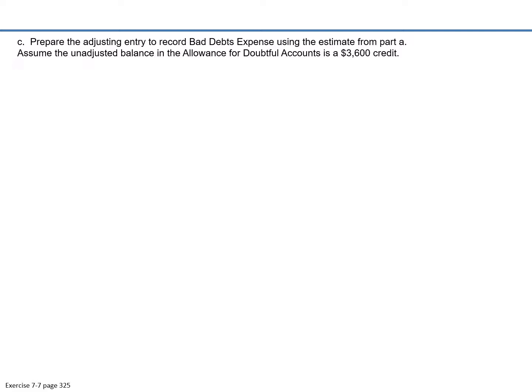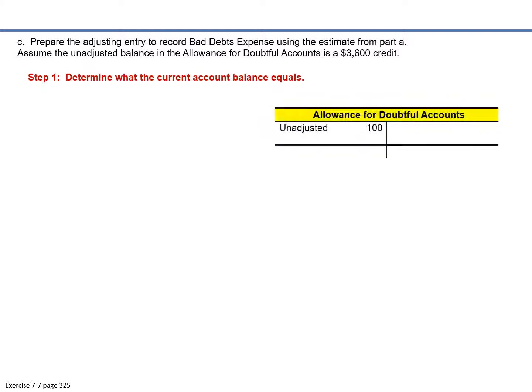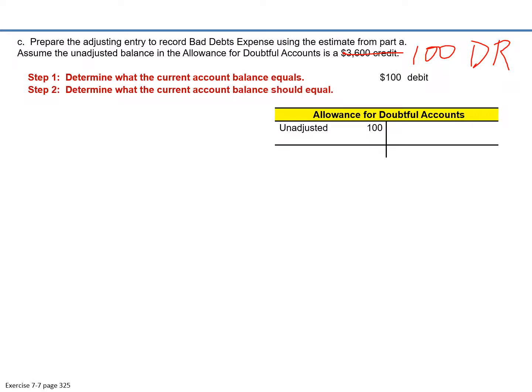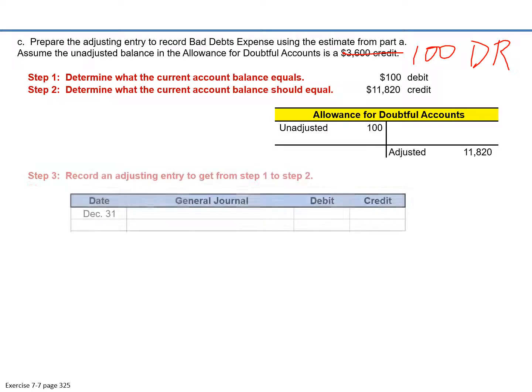Okay, so in part C, they want us to prepare the adjusting entry to record the bad debt expense using the estimate from part A, but assuming the unadjusted balance in the allowance for doubtful accounts is a $100 DR. DR stands for debit, okay? Why there's an R, I don't know, but that's true. So the unadjusted balance in the allowance for doubtful accounts is a $100 debit balance. So our account equals $100 debit. It should equal that $11,820.